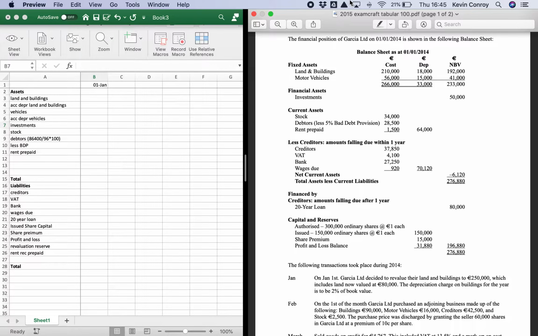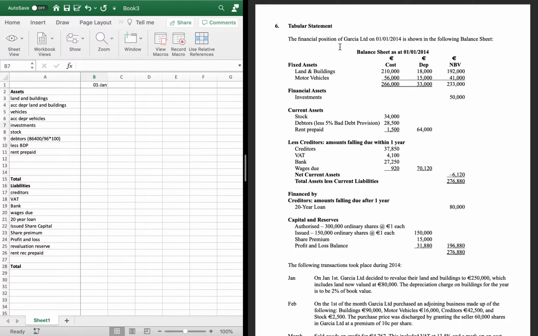This is the 2015 Examcraft Tabular 100 mark question. A couple of little tricky things in this one that probably aren't in any of the other questions, since we're sort of used to it from the mocks. They tend to throw in the newer items. So anyway, I've got it ruled out the start of the year, so I'm just going to start putting in my numbers before we get going.